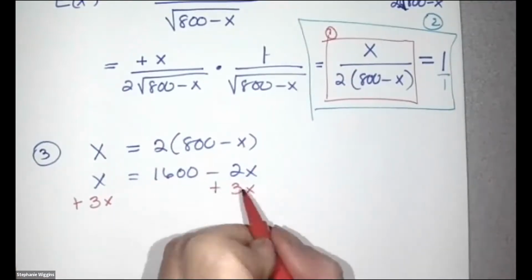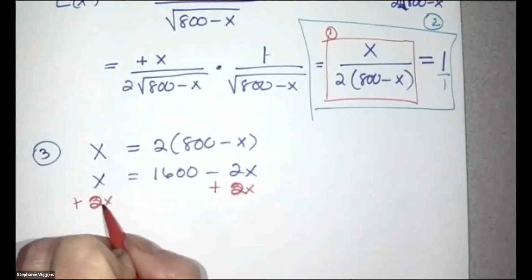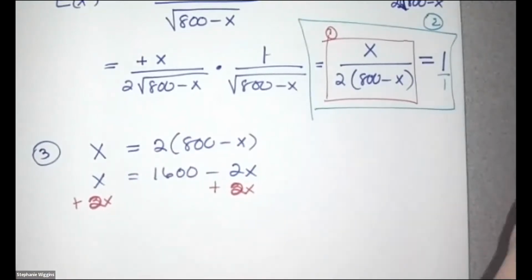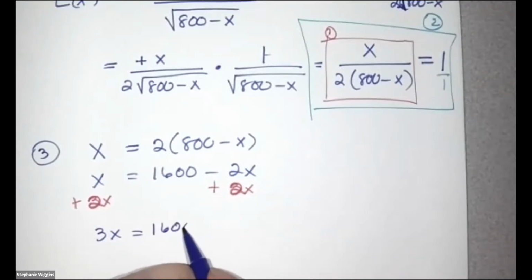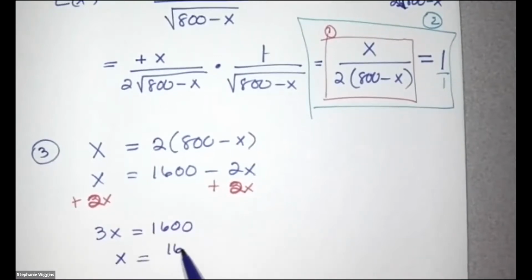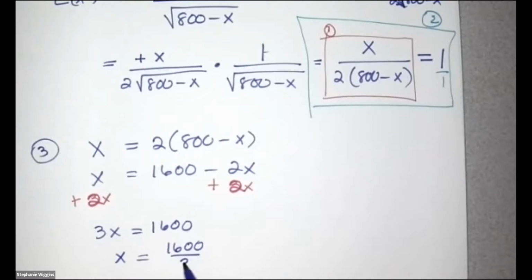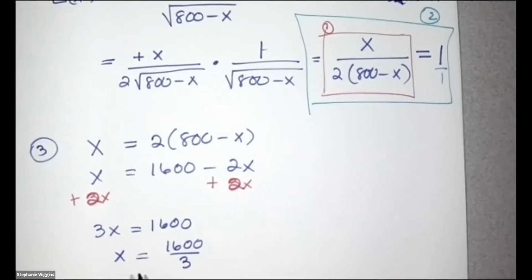So, I'm sorry, not 3x, 2x to both sides, which gives you 3x. I was kind of getting ahead of myself there. 3x equals 1600, so x equals 1600 over 3. Remember, when you ask the question "where," it's always an x value, right? So this is where the revenue is a maximum.